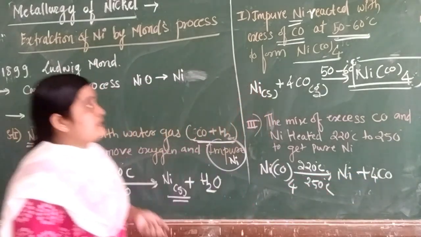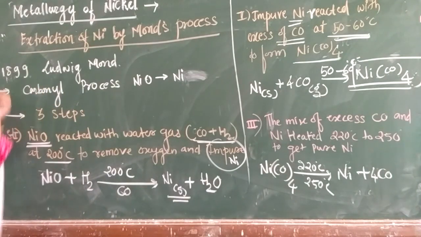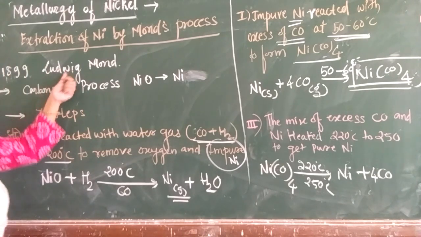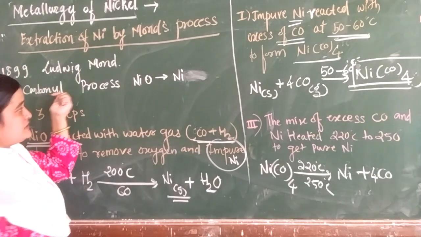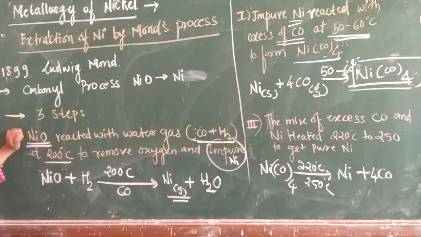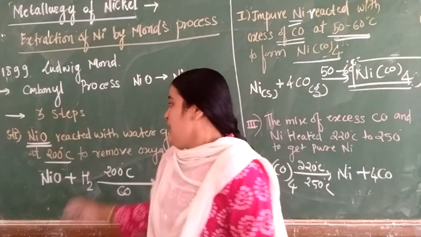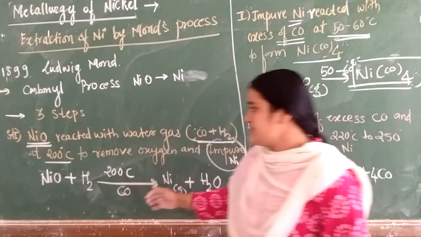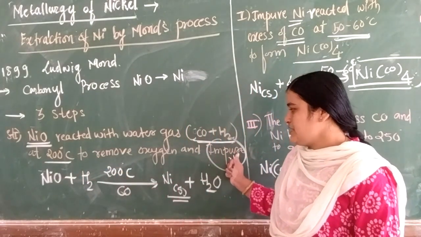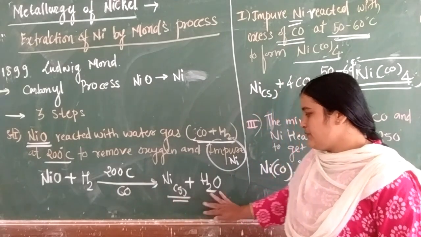Let me tell once again, this whole process, extraction of nickel by Mond process. In 1899, Ludwig Mond first gave this process. This process we also call the carbonyl process, where nickel oxide gets converted into pure nickel. It can be done in three steps. In the first step, nickel oxide reacts with water gas at 200 degrees Celsius, and we get impure nickel, that is NiO plus H2 gives nickel plus H2O.